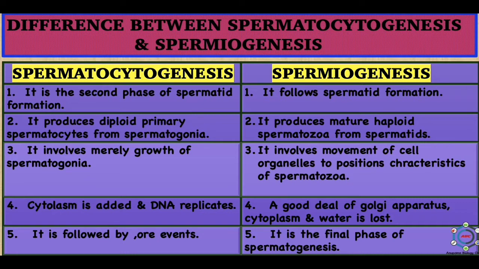In spermatocytogenesis, cytoplasm is added and the DNA replicates, while in spermiogenesis, a good deal of Golgi apparatus, cytoplasm and water is lost. Spermatocytogenesis is followed by many events, while spermiogenesis is the final phase of spermatogenesis. So these are the main differences between spermatocytogenesis and spermiogenesis.